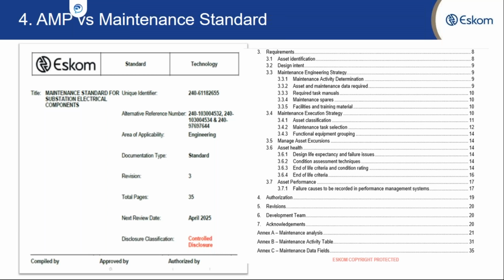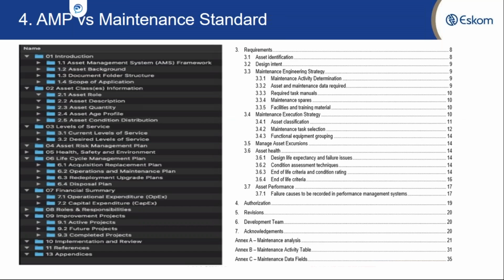And now we are moving over to where we are going to be doing a comparison between a maintenance standard and an asset management plan. So this is an example from Eskom, and it shows the contents that are found within a maintenance standard. But let's have a look at this slide, which is basically doing a comparison between a maintenance standard as well as an asset management plan. So to summarize the differences between these two documents.